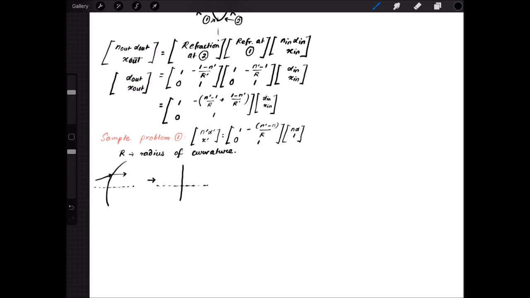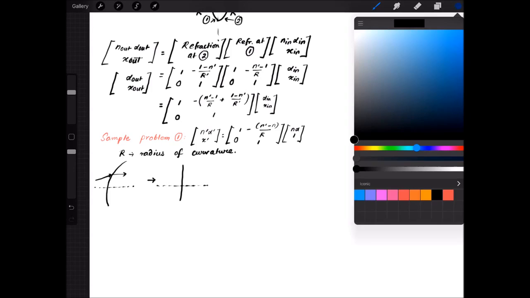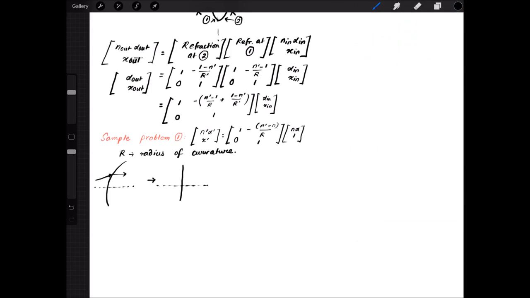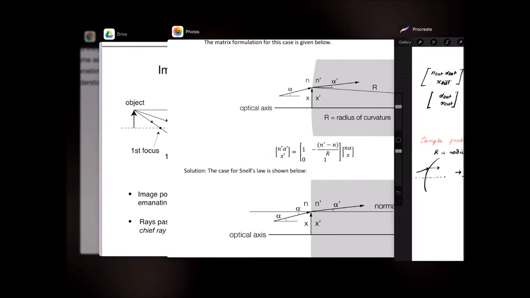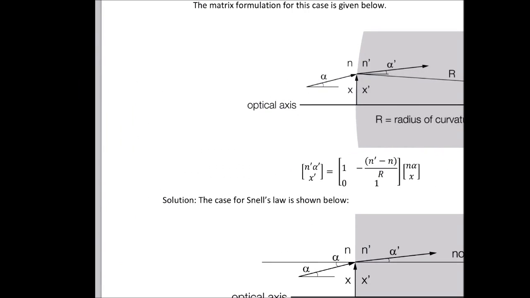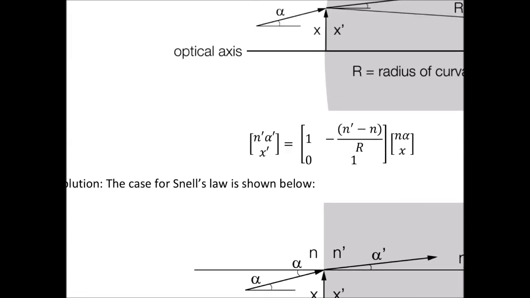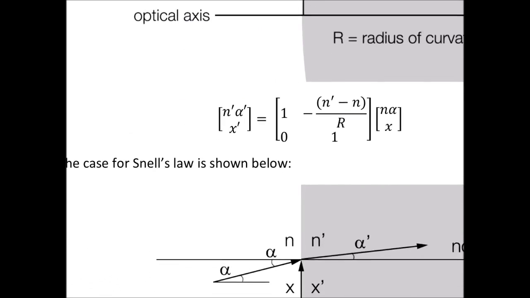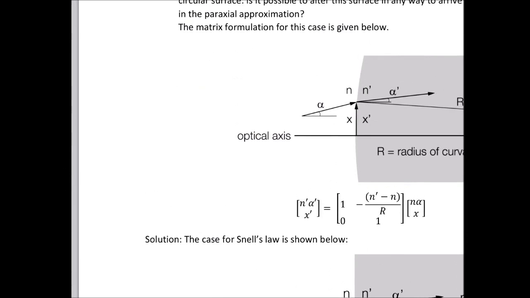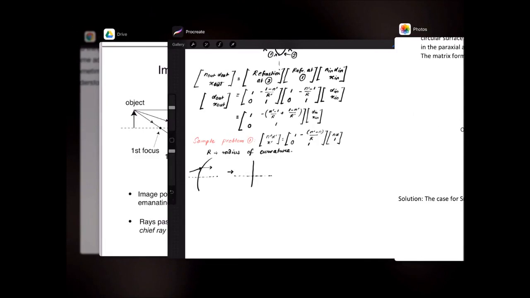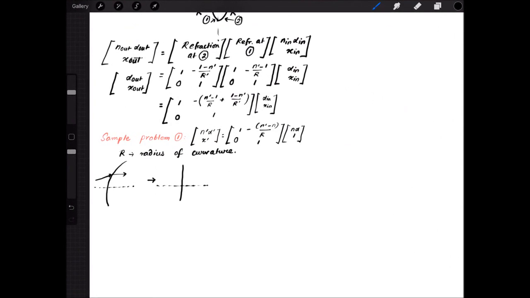So how do we do that? Let's just look at the problem for a while. So over here, the hint is that R is the radius of curvature, and you're going from a spherical surface to a plane. So what is the radius of curvature of a plane? It's infinite. So a plane is defined to have an infinite radius of curvature. So if this was R, for the plane R goes to infinity.